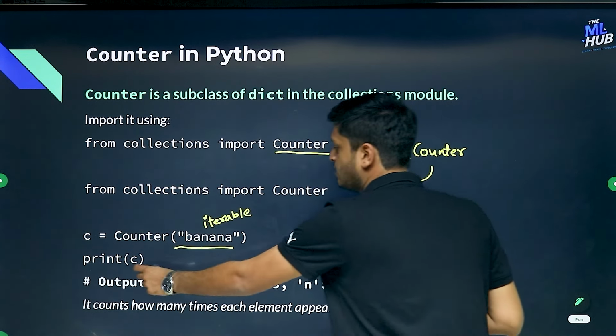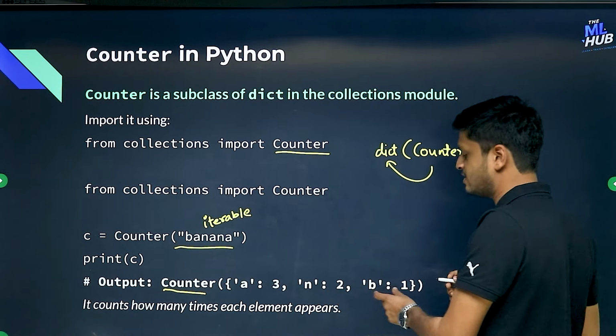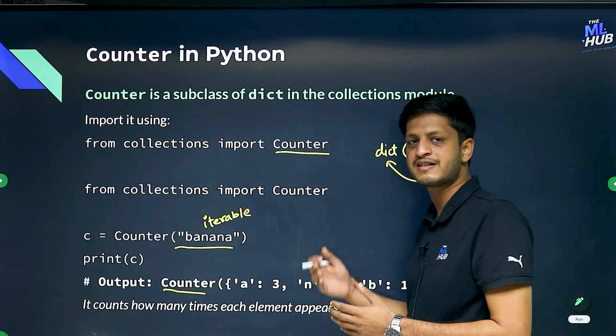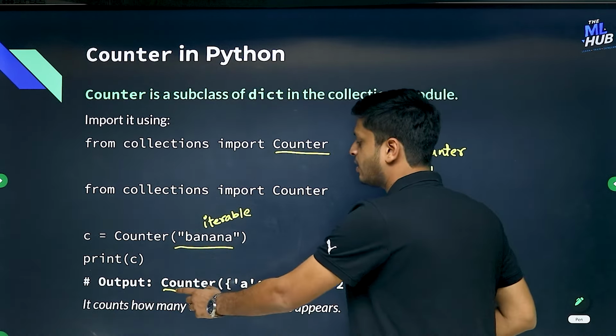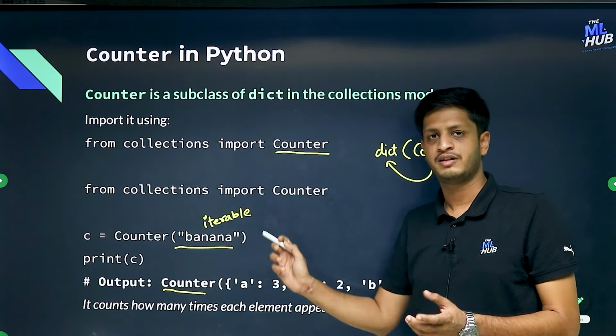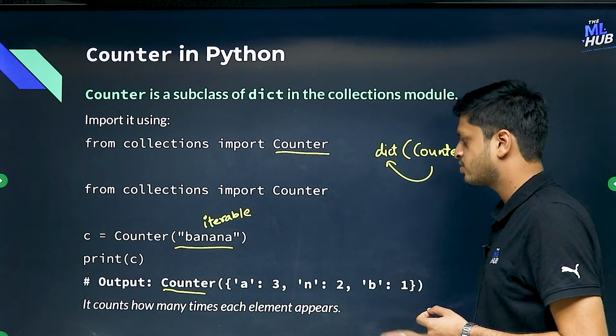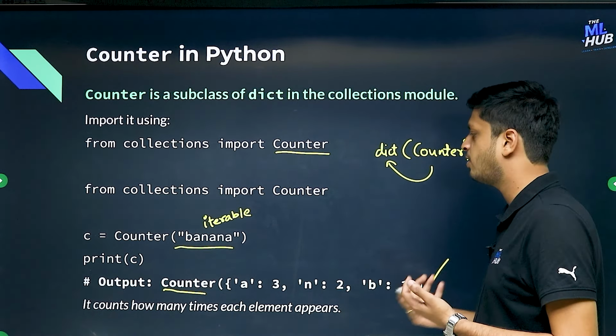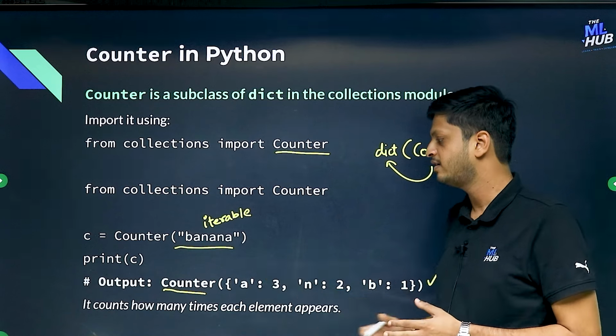So even for C, you can say what is C of A, C of N, C of B, everything. So it is also a dictionary, but it is not exactly a dictionary, it's a subclass. So it creates a counter type object, and if you want, you can convert it into a dictionary by wrapping it with dict. So the output will be A3, N2 and B1.